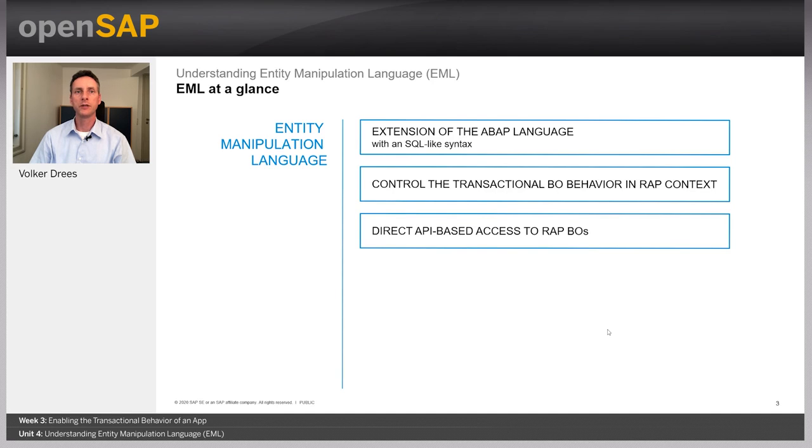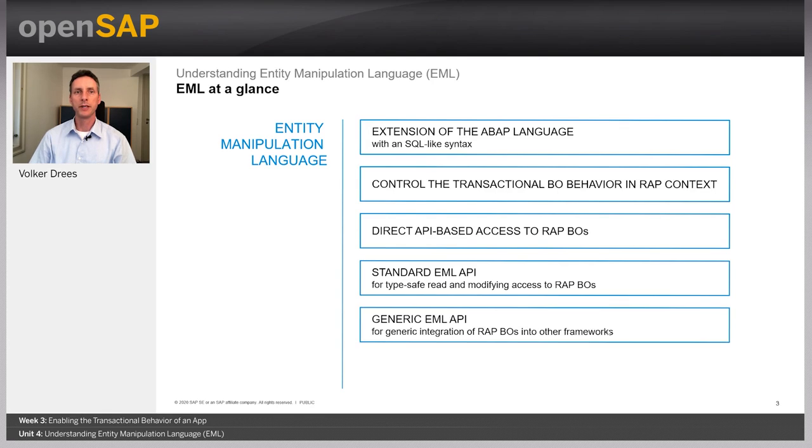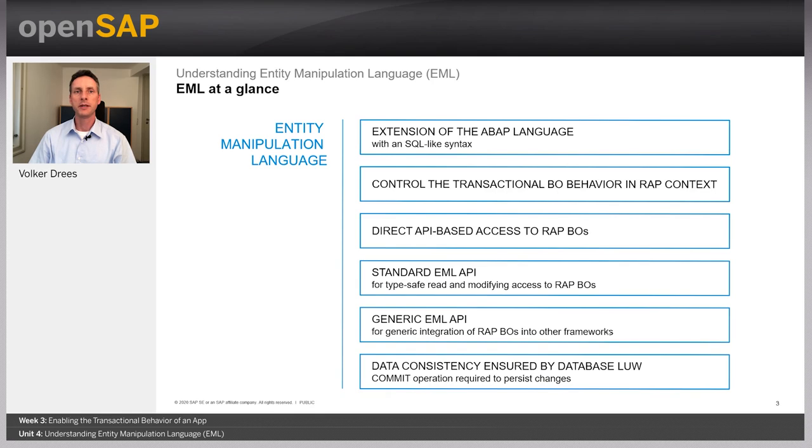The EML also gives you API-based access to other RAP business objects. The standard EML provides a type-safe read and modifying access to data and transactional development scenarios. This is the most common use case. For generic implementations, for example, when developing own frameworks, you can also use a generic EML implementation. The ABAP runtime ensures the transactional consistency similar to the logical unit of work that you know from SQL.